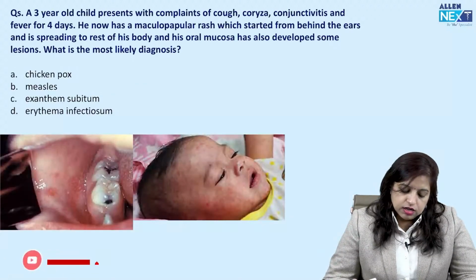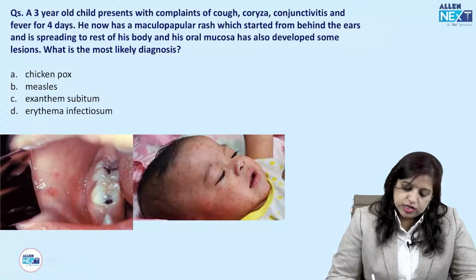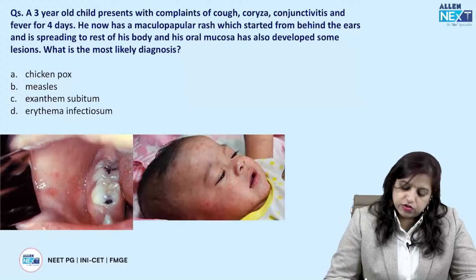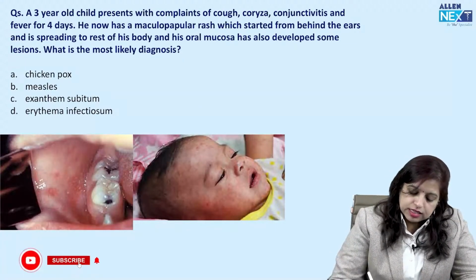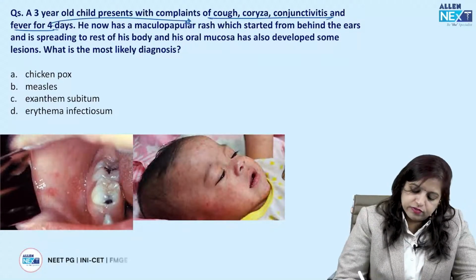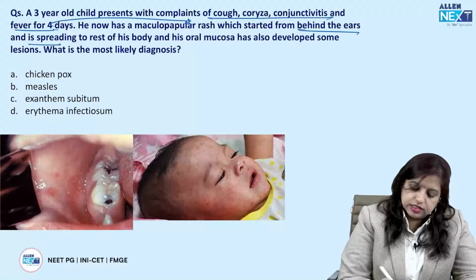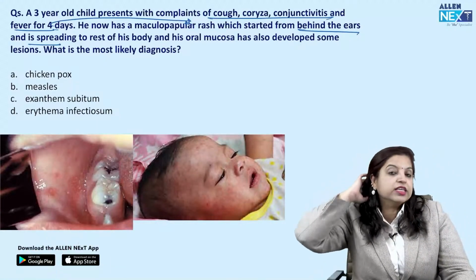Okay, then a 3-year-old child presents with complaints of cough, coryza, conjunctivitis, fever for 4 days. He now has a maculopapular rash which started from behind the ears and is spreading to the rest of the body, and his oral mucosa has developed some lesions. What is the most likely diagnosis? So you can see there's a cough, coryza, conjunctivitis, and the rash has come on day 4, starting behind the ears, right? This is so very typical of nothing else, but yes, you guessed it right.